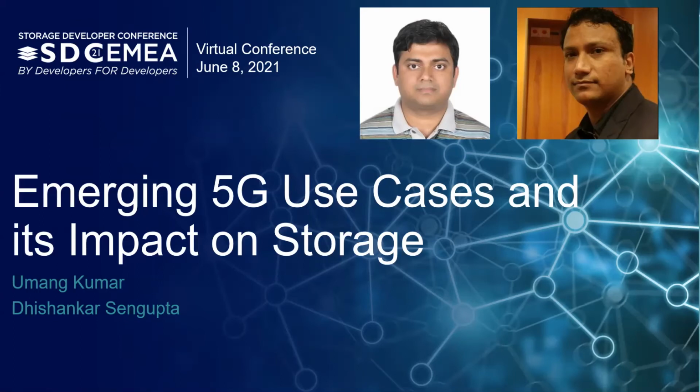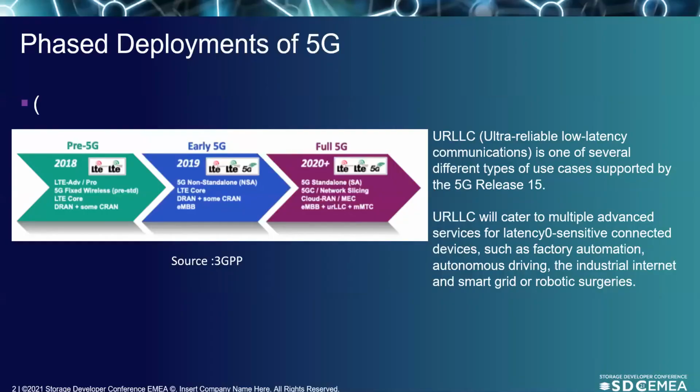In this presentation, we'll try to identify emerging 5G use cases and their impact on edge and core storage. This slide talks about the evolution and deployments of 5G from the pre-5G era to early 5G and to current full 5G. If you see the right side of the diagram, we are currently in full 5G, categorized as release 15. Deployment of full 5G release 15 will enable new applications and new use cases.